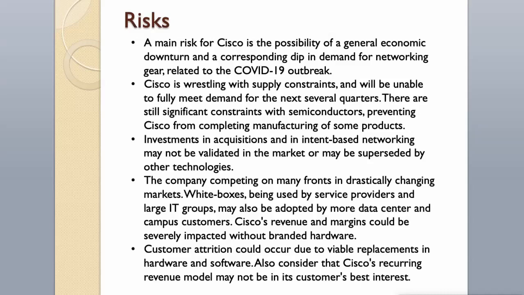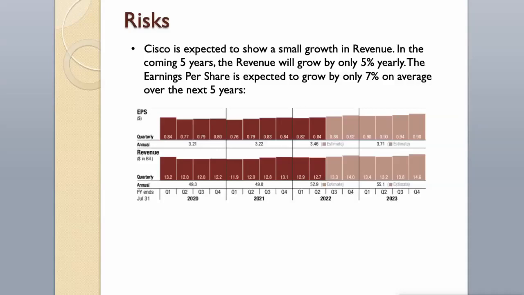White boxes, being used by service providers and large IT groups, may also be adopted by more data center and campus customers. Cisco's revenue and margins could be severely impacted without branded hardware. Customer attrition could occur, due to viable replacements in hardware and software. Also, Cisco's recurring revenue model may not be in its customers' best interest. Cisco is expected to show a small growth in revenue. In the coming 5 years, the revenue will grow by only 5% yearly. The earnings per share is expected to grow by only 7% on average over the next 5 years.